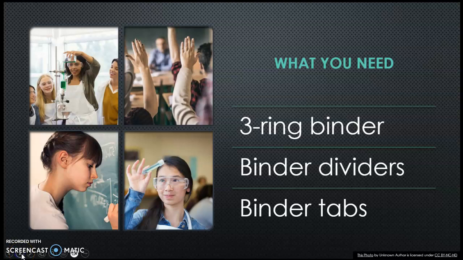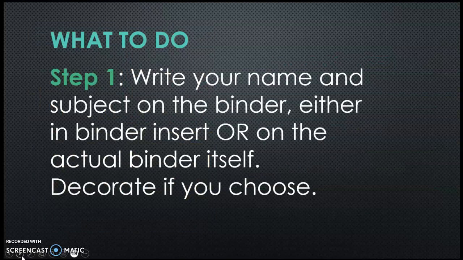First, a 3-ring binder. Second, some binder dividers. I'd recommend you only need 4, but you can save that 5th one for a section of your choosing. And then you'll need the little tabs that come with the binder so that you can label them. If you've lost your tabs, you can also use a permanent marker.